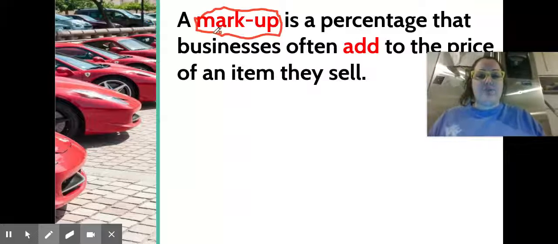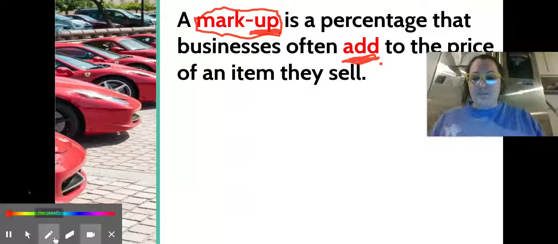If you said, hey, I have "up," so that means something's going to be going up. And we know we're talking about money here, so something about money is going to be going up. You would be right, because it does say a markup is a percentage that businesses often add to the price of any item they sell. So they add this to the price.